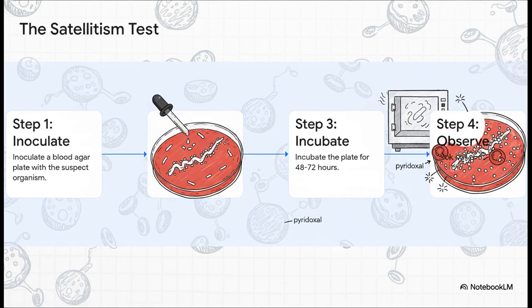It's a classic test. You take your blood agar plate with the suspect organism and you streak a single line of a helper, like Staphylococcus aureus, right across it. The Staphylococcus aureus then goes to work, lysing the red blood cells and releasing that sweet, sweet pyridoxal. That's vitamin B6 that Abiotrophia defectiva is craving. And voila, you get these tiny little satellite colonies popping up right alongside the helper streak.